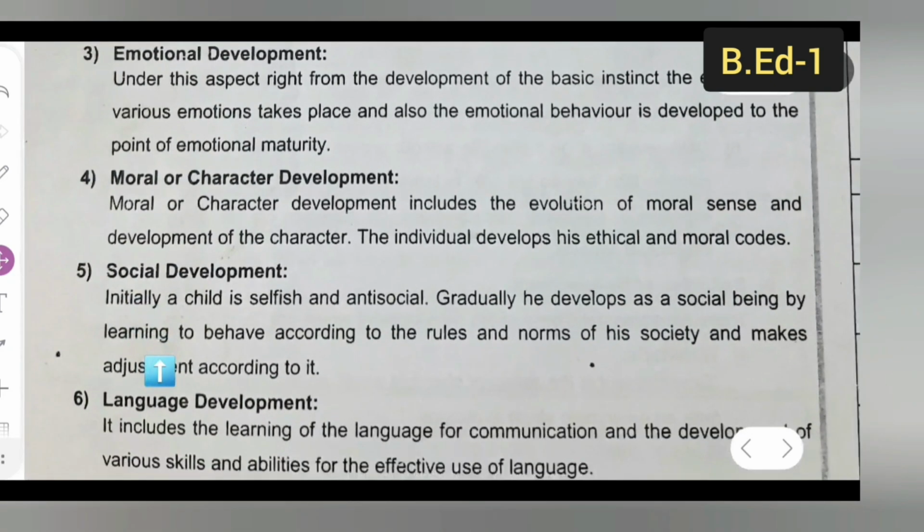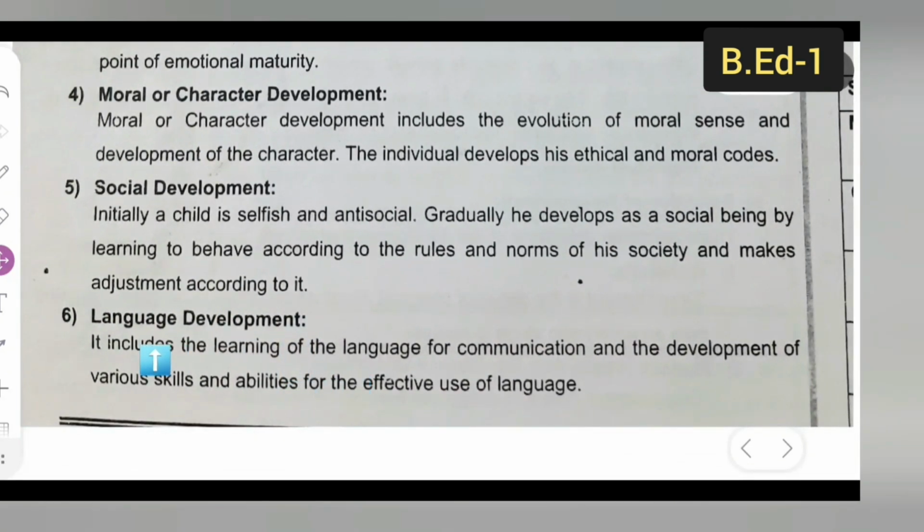The fifth point will be social development. Initially, a child is selfish and antisocial. Gradually, he develops as a social being by learning to behave according to the rules and norms of his society and makes adjustments accordingly.